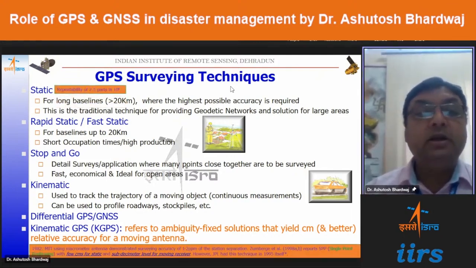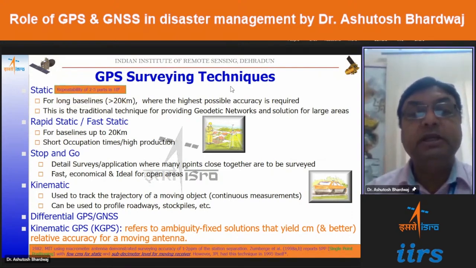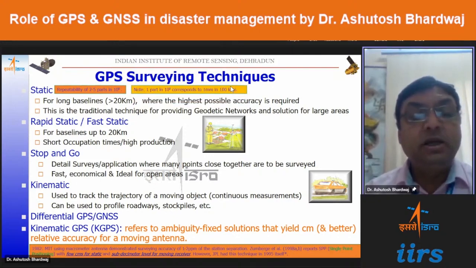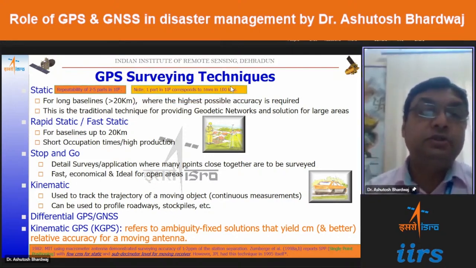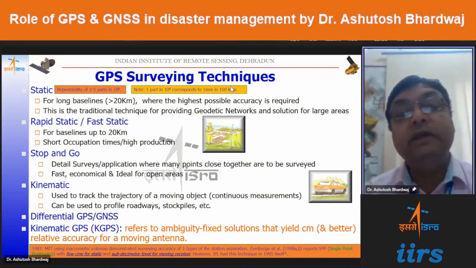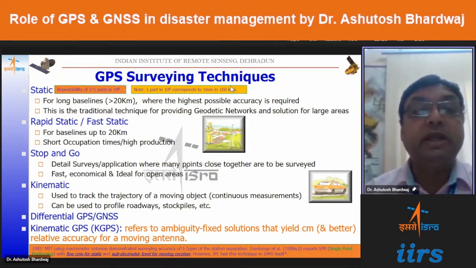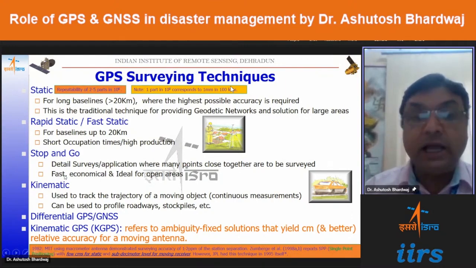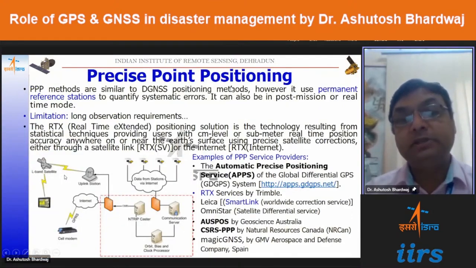So we finally get very high accuracy from the GPS, of the order of a few millimeters, when we are using the phase solution. So that kind of accuracy we are getting, and we have a precision, that means repeatability, also very high, 2 to 5 parts in 10 to the power 8. So we have a very high precision when we are using the GPS.